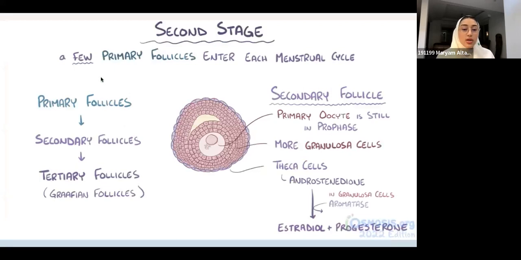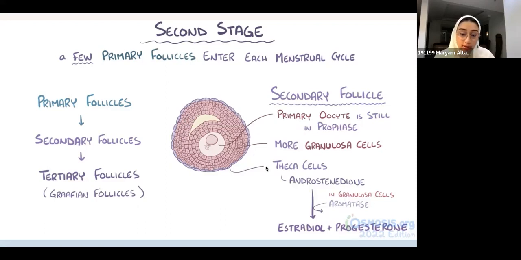Why is that the case? Well, afterwards, only a few primary follicles. Remember, I told you out of those 2 million, we only have maybe 400 that undergo this process. So a few primary follicles enter each menstrual cycle. And so these primary follicles turn into secondary follicles that turn into tertiary or Graafian follicles. And so remember what we said, our primary oocyte is stuck at prophase of meiosis 1. What happens is you get more granulosa cells and more theca cells growing around.